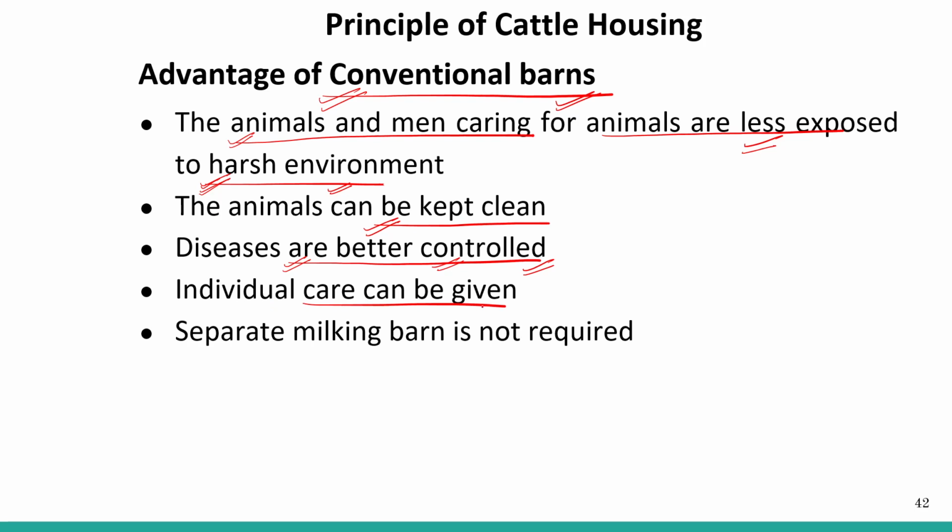Individual care can be taken. We can take care of individual cattle because they are chained at one particular place. Separate milking barn is not required. We do not require a separate milking barn because at that place only where they are chained, we can do the milking process.